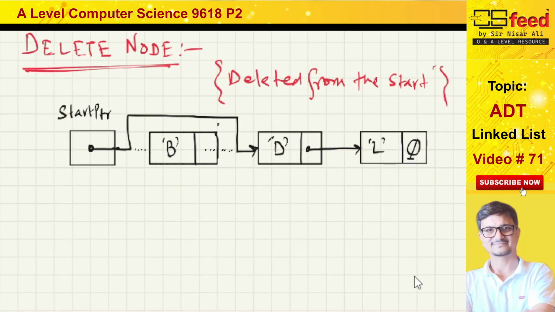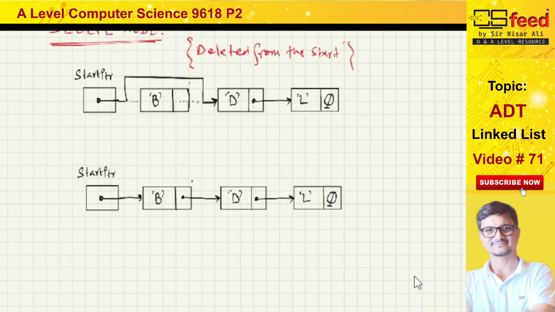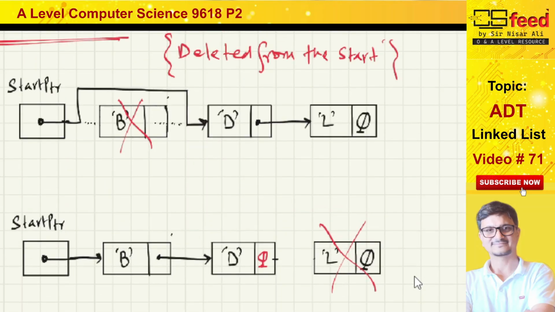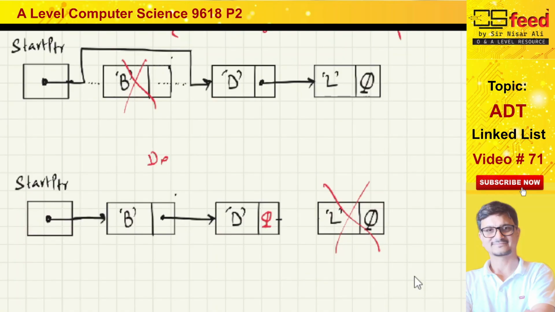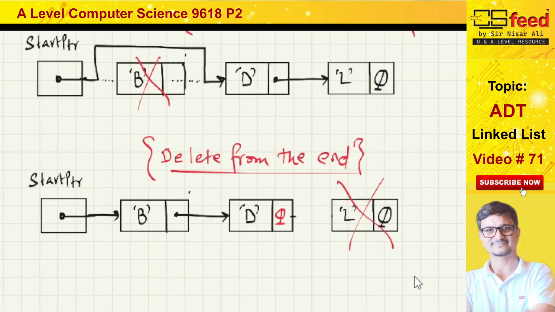And now if we want to delete from the end, how will we delete that? Again, the same procedure we will repeat. The D which is pointing to L, that connection will be broken, and D is not going to point to L. D will be rather in this form. So this is how L is deleted. In the earlier case you have seen that B was deleted. So this is the deletion from the end.